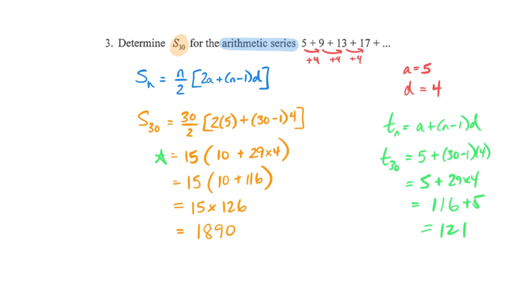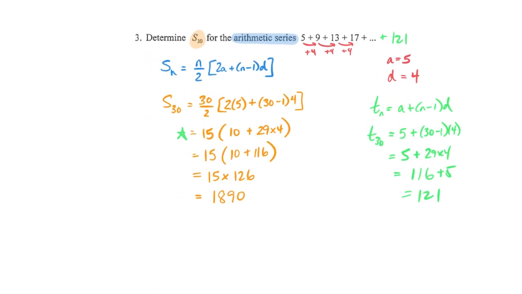But what that gives me then is that my 30th term, all the way down here, my last term, would have been 121. And so what we could have done then is we could have said, okay, so my sum of 30 is my number of terms, 30, times the average of the first and the last.